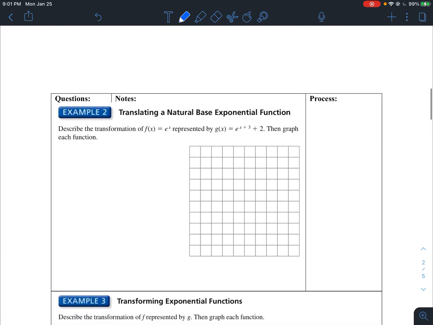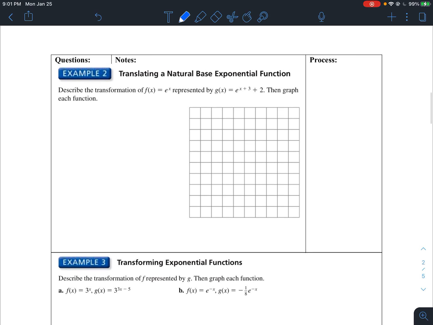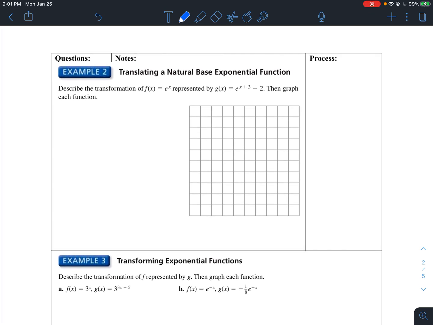Okay, let's move on to another example. So, translating a natural base exponential function. So, describe the transformation of f of x equals e to the x, represented by g of x is equal to e to the x plus 3 plus 2.